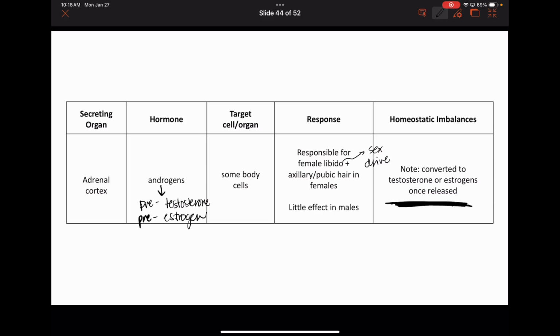That's all you have to know about androgens, because we're going to talk about sex hormones in great detail at the end of the semester.